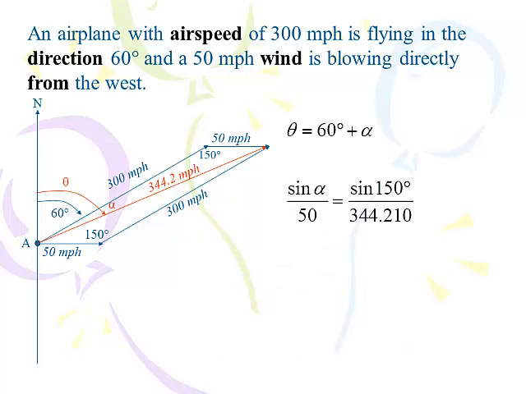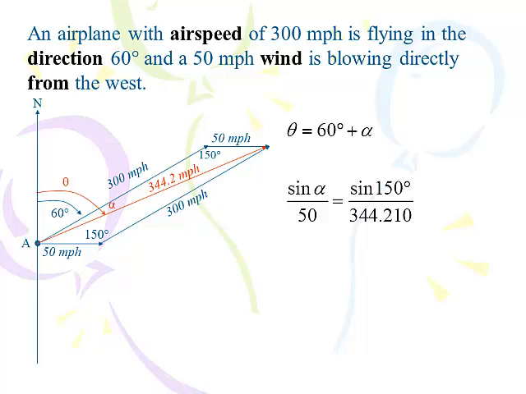Well, we know it's 60 degrees to what the plane was trying to do, and so we need to go alpha farther, that angle a little farther, to figure out how far it is to that resultant, 344 miles per hour. So I'm going to call that alpha, and I'm going to say 60 plus alpha will be our true course. That's the angle we're looking for.